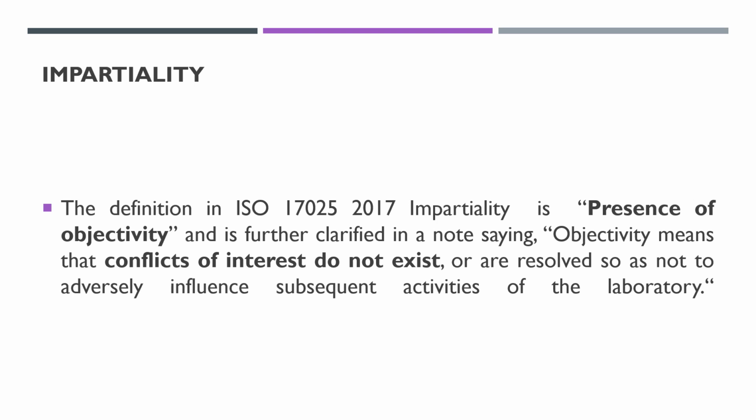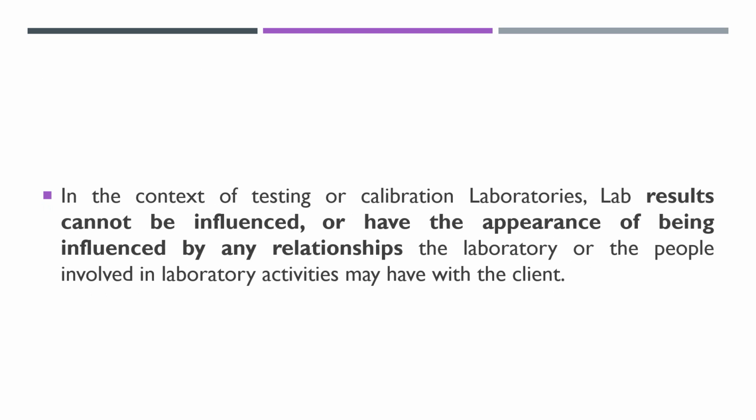The definition in ISO 17025:2017 is that impartiality is presence of objectivity, and is further clarified in a note saying, objectivity means that conflicts of interest do not exist, or are resolved so as not to adversely influence subsequent activities of the laboratory. In the context of testing or calibration laboratories, lab results cannot be influenced, or have the appearance of being influenced by any relationships the laboratory or the people involved in laboratory activities may have with the client.